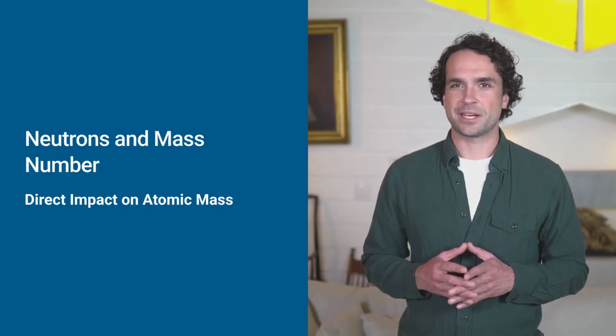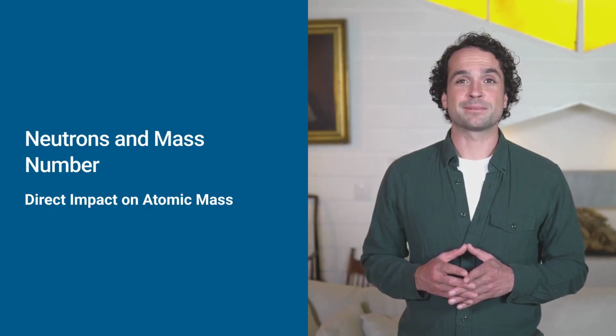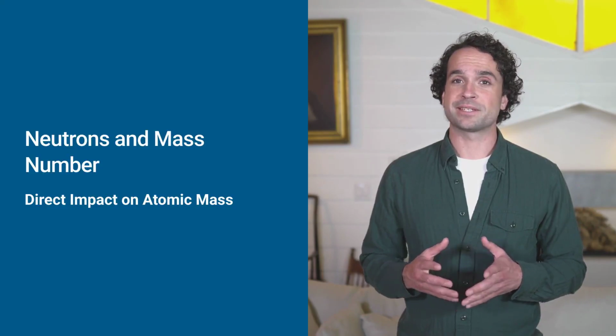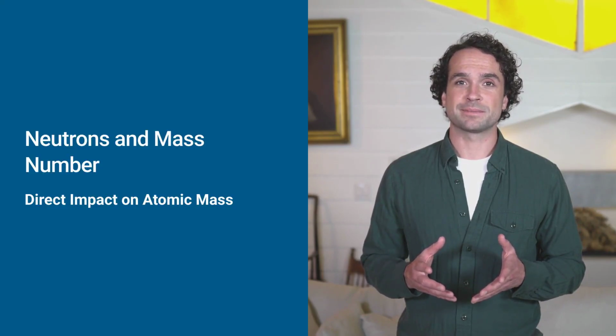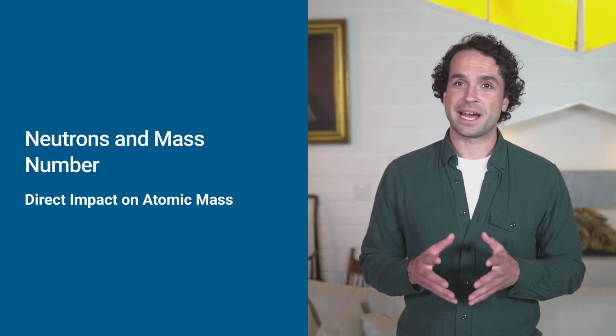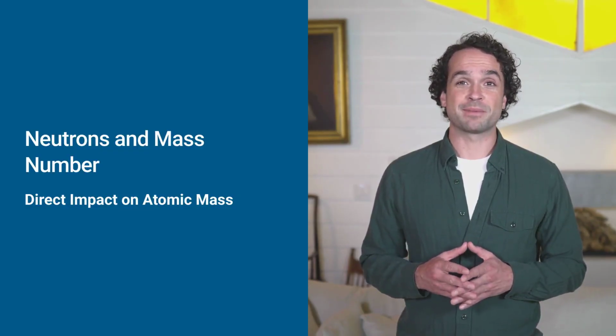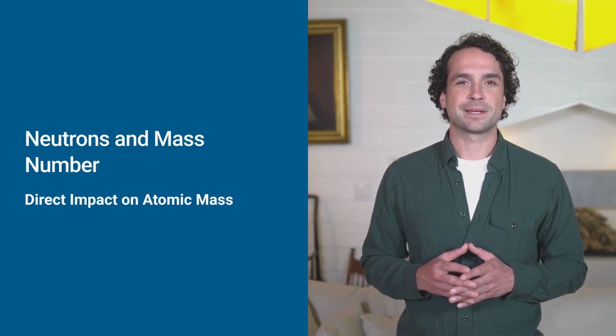So, how do these varying numbers of neutrons affect the mass number? Remember, the mass number is the sum of protons and neutrons. Since neutrons have a significant mass, adding more neutrons directly increases the atom's mass number. The atomic number, which is determined solely by protons, remains unchanged, meaning the element's identity stays the same. This is the fundamental characteristic of isotopes.